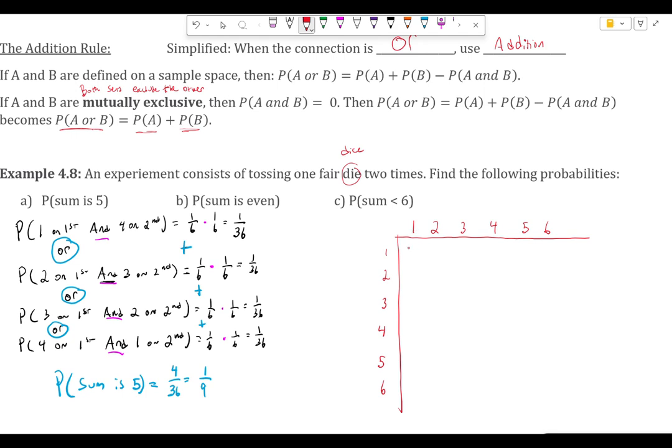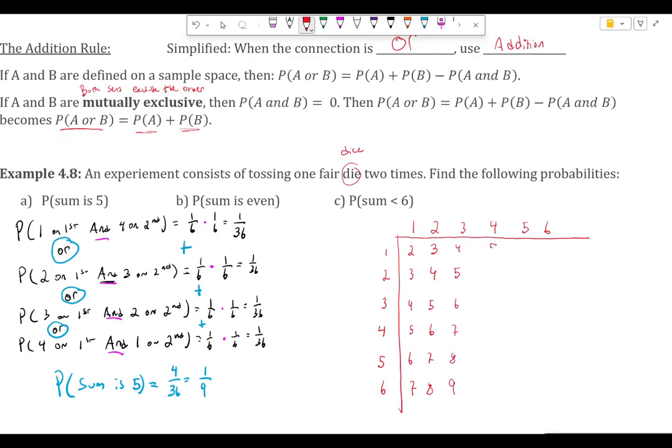So if I roll a 1 and a 1, the sum would be 2. If I roll a 2 and a 1, the sum would be 3. If I roll a 3 and a 1, the sum would be 4, and so on. I'm going to take a second here to finish filling this in. A 1 and a 2 would be a 3. A 2 and a 2 would be a 4, 5, 6, 7, 8. A 3 and a 1 would be a 4. A 3 and a 2 would be a 5. And then 6, 7, 8, 9.